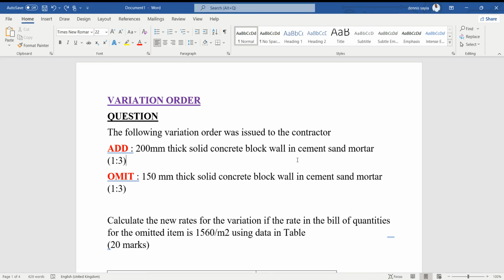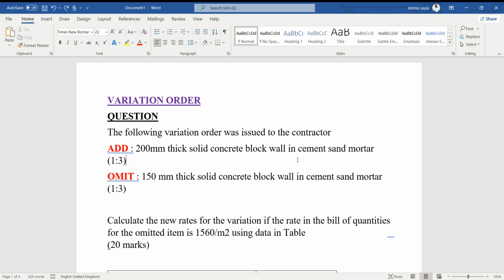Hi guys, on today's tutorial, we are going to look at variation order. When we talk about variation, in our previous tutorial we looked at what variation is, the reasons for variations, and the ways or methods of doing variations.